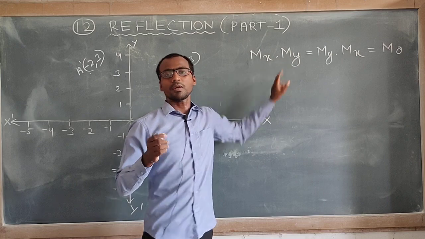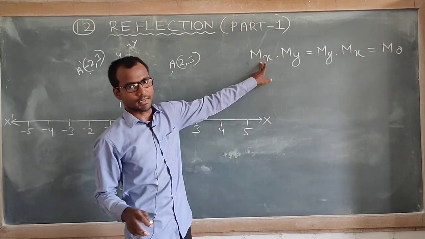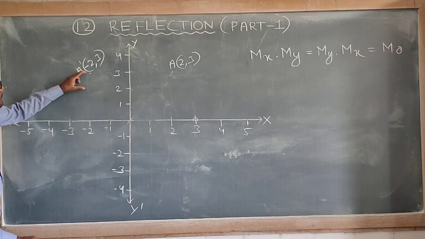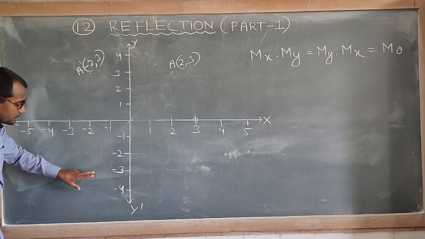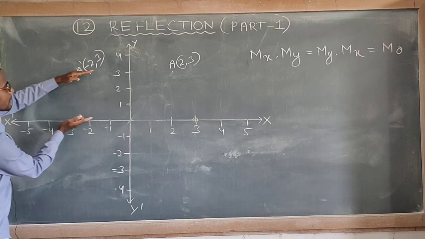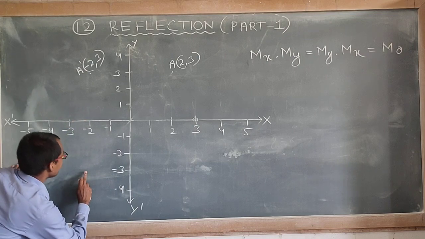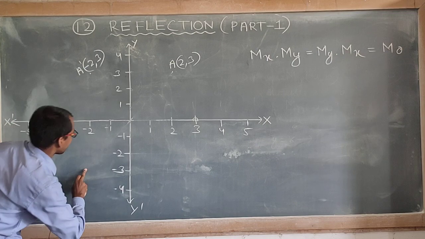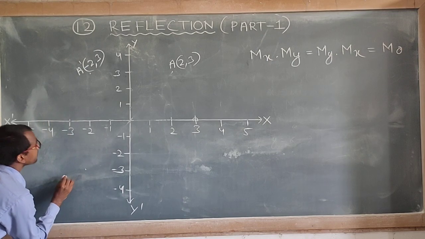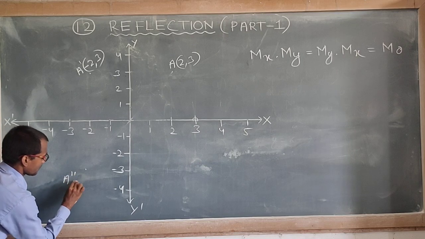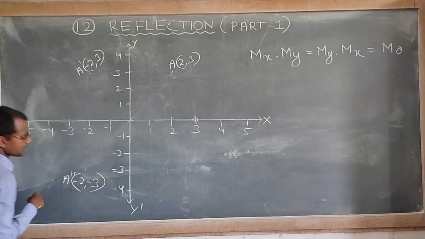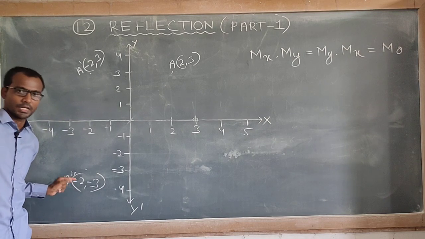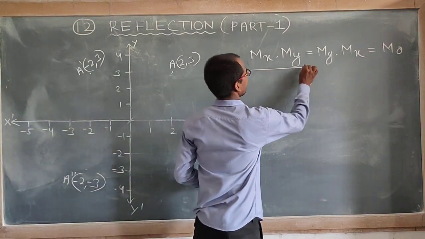Now what will we do? We will reflect this image A' in the x-axis. Next target is to reflect in the x-axis. So when this point is reflected in the x-axis, it will move here, obeying the laws of reflection. This is 3, so this will be -3. So (-2, 3) will become (-2, -3). This is A double dash, (-2, -3). Okay, so this is the final image. This one is Mx dot My.